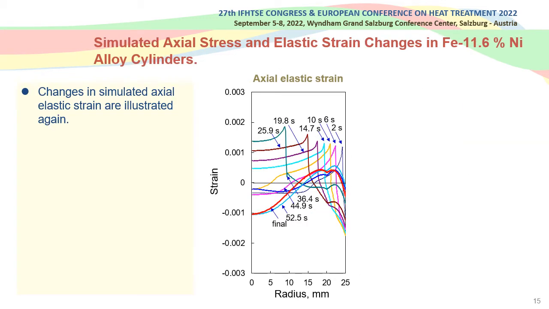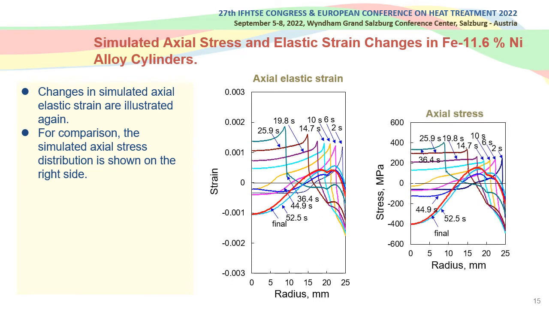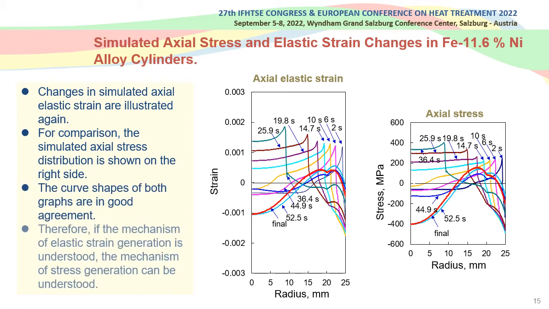Here, simulated axial elastic strain is illustrated again. For comparison, simulated axial stress is shown on the right side of the slide. The curve shapes in both graphs are in good agreement. Thus, if we know the mechanism of elastic strain generation, we understand that of stress. The following slide will illustrate the reason for the generation of elastic strain from the various strain changes.